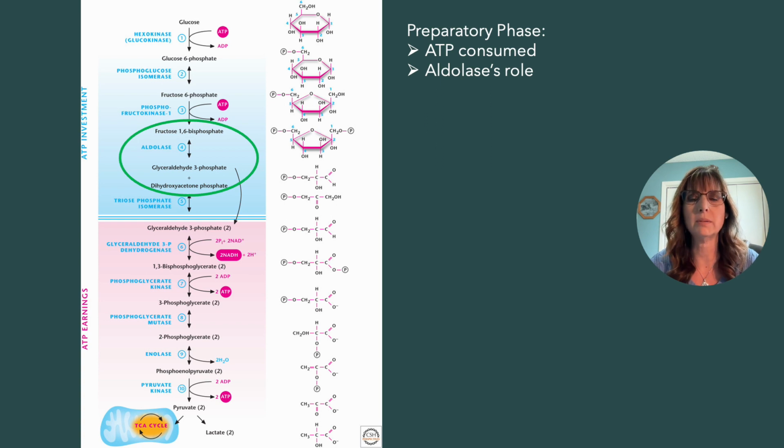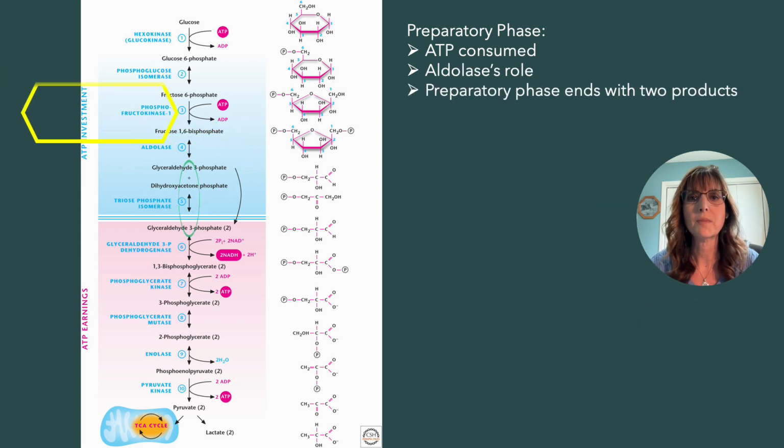Now, there's one problem here in glycolysis, and that is that the glyceraldehyde 3-phosphate is the only one that can continue on with glycolysis. So this is where the 5th step in the preparatory phase comes in. Triose phosphate isomerase converts the dihydroxyacetone phosphate into a glyceraldehyde 3-phosphate. Thus, this part of glycolysis ends with 2 glyceraldehyde 3-phosphates that can then go through the payoff phase.